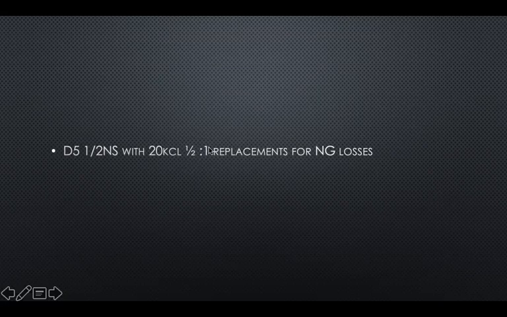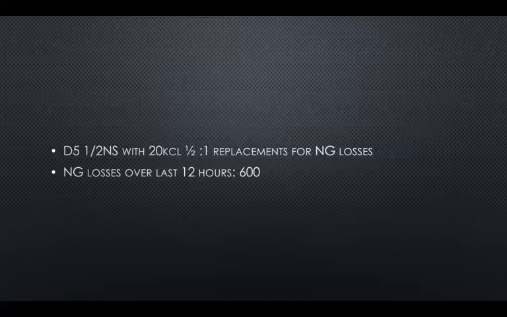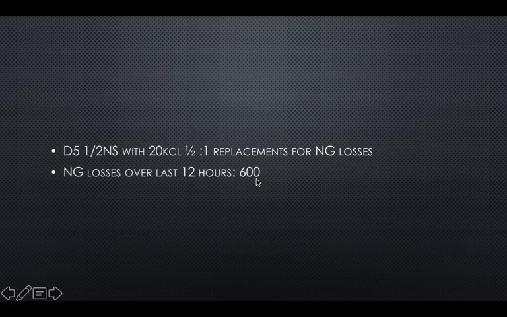So in other words, for every 1 cc that was lost from the NG, we have to replace it with a 1/2 cc of this fluid. For every 1 cc lost through the NG, we have to replace it with a 1/2 of this fluid. Let's look at an example more closely. Last shift, the last 12 hours, the NG loss total was 600 cc's.